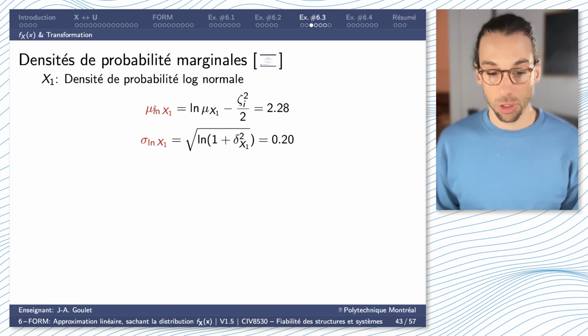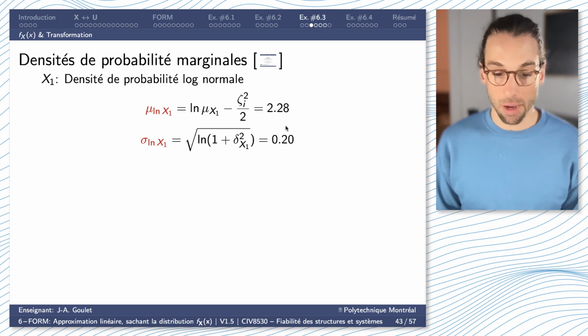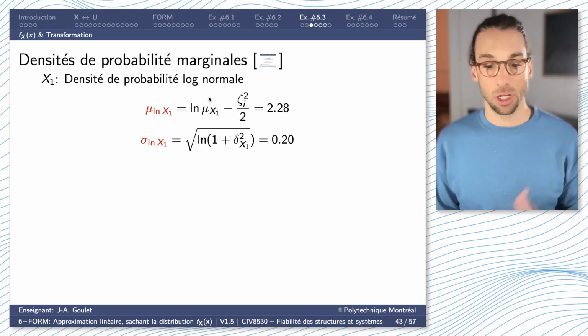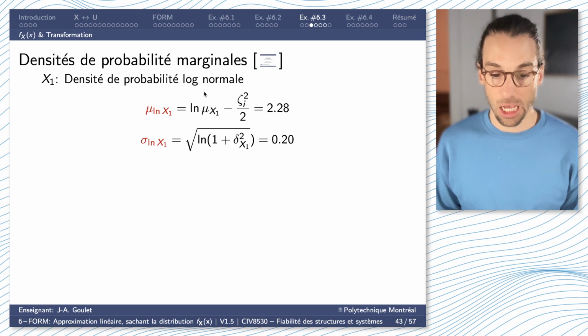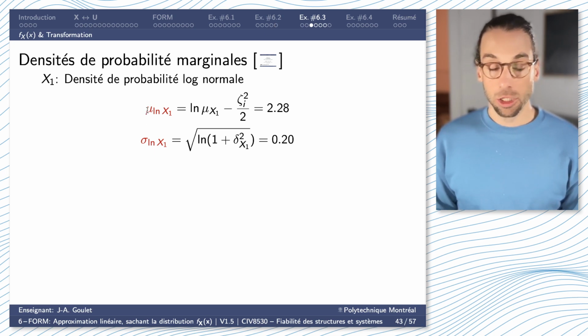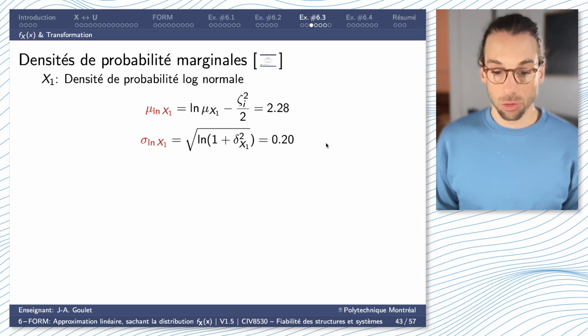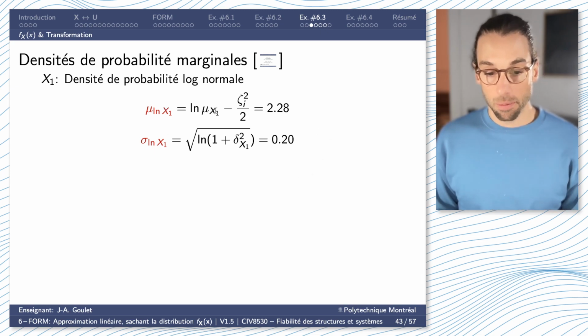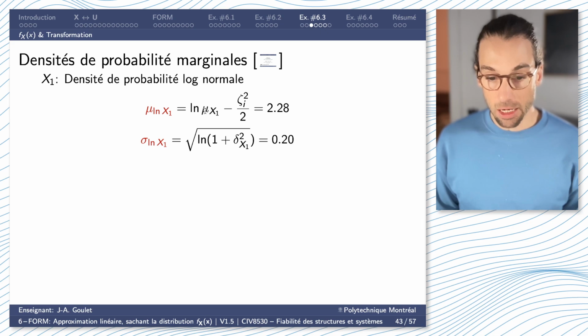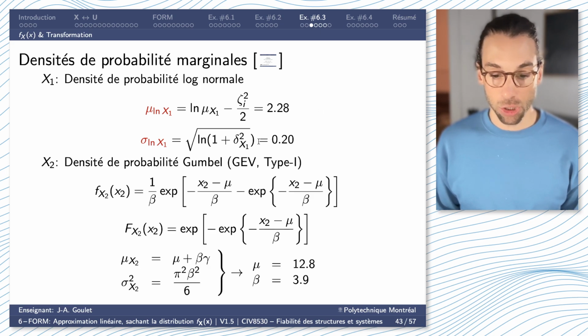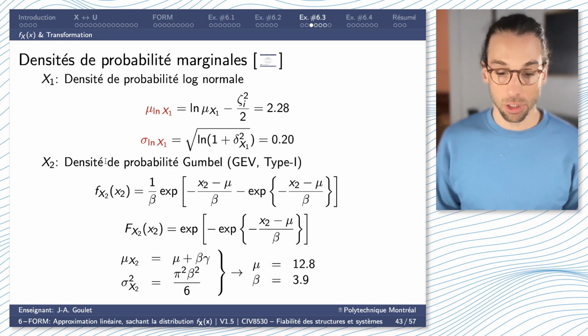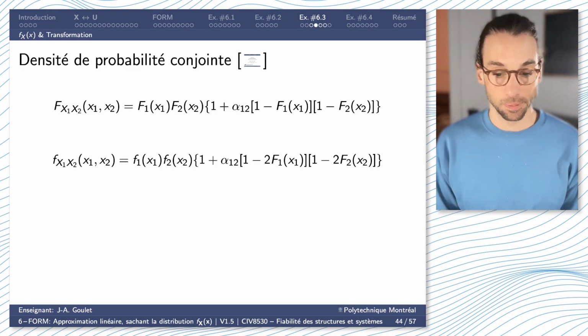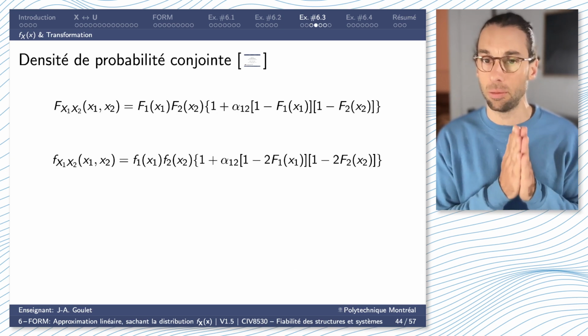For the lognormal distribution, I want to find the mean and standard deviation in the log-transformed space from the mean of the variable and its coefficient of variation. I should have done it for the previous case. That gives me these two parameters equal to 2.28 and 0.2. I do the same thing for the Gumbel to find the same two parameters I had previously. Nothing changes because it's only the information about the marginals.